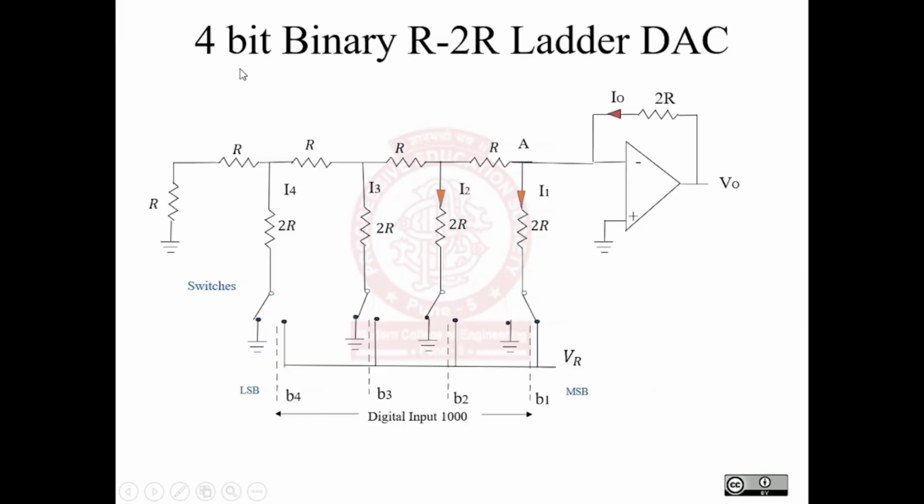Now we will see the 4-bit binary R2R ladder DAC. In a similar way, we have the 4-bit binary R2R ladder DAC. The only difference is, as we have 4 binary bits, that is B1, B2, B3 and B4, there will be 4 combinations of R and 2R. This is one combination, this is the second combination, this is the third combination, and this is the fourth combination. We have 4 combinations of R and 2R which are connected to the binary switches. These binary switches are either connected to the reference voltage or they are connected to the ground terminal. In this case, B1 is the MSB and B4 is the LSB.